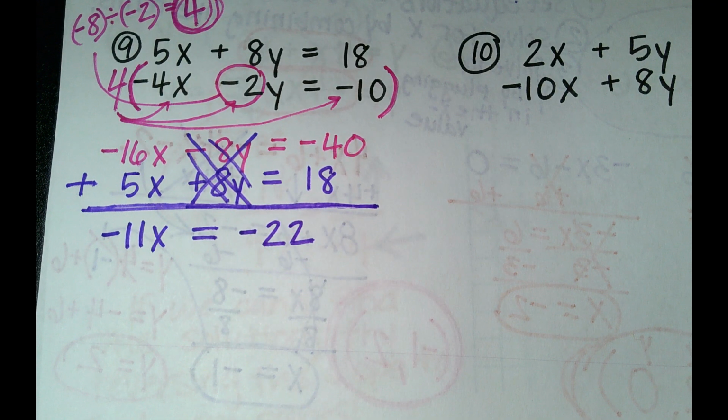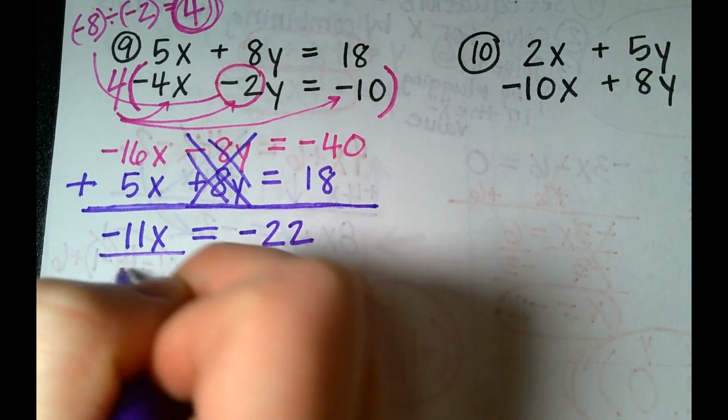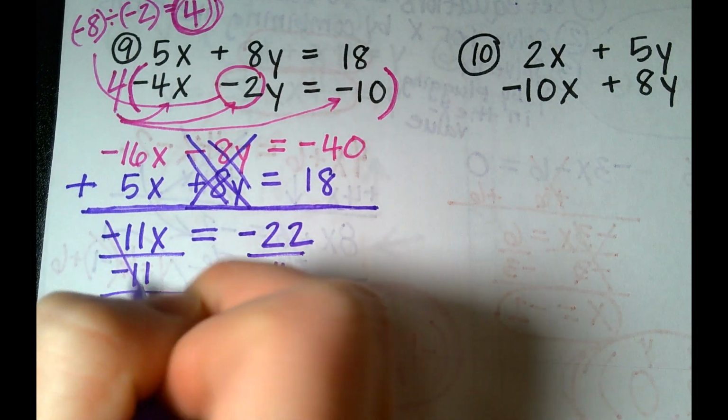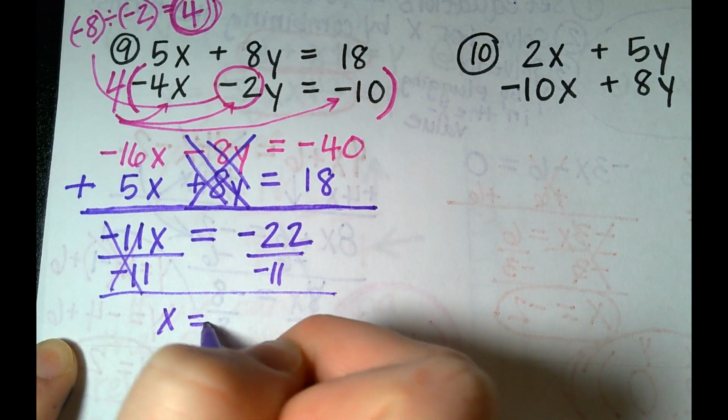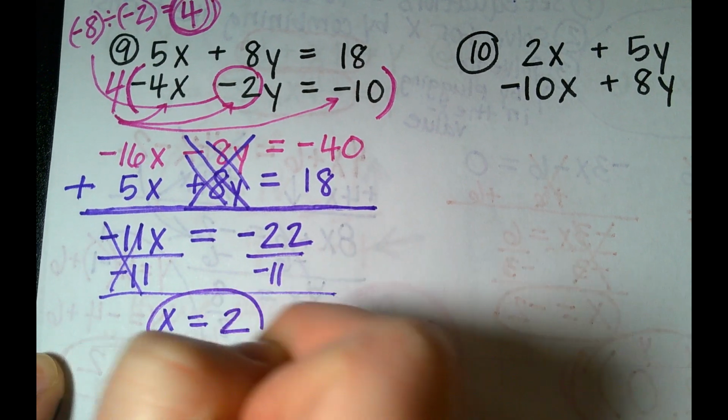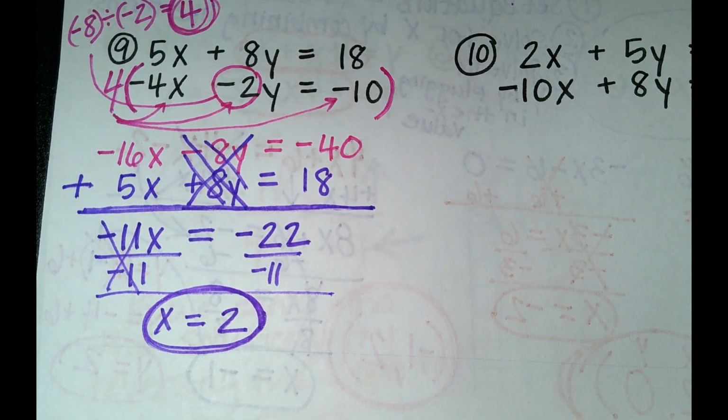What would I do here? Yes, we're going to divide by negative 11. Those cancel, leaving me with x equals what? 2. Perfect. X equals 2.